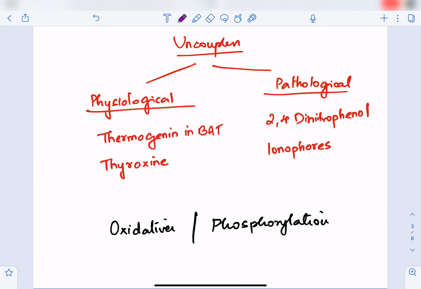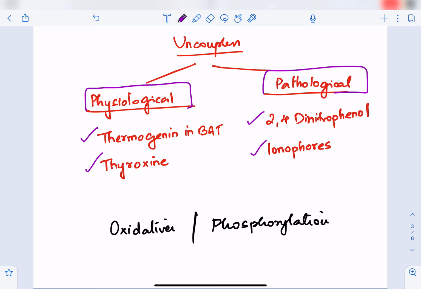So let's see the different types of uncouplers. One is physiological uncoupler, the other is pathological uncoupler. Physiological uncouplers are nothing but thermogenin in brown adipose tissue and thyroxine. Pathological uncouplers are 2,4-dinitrophenol and ionophores, and aspirin and salicylate can also act as uncouplers.